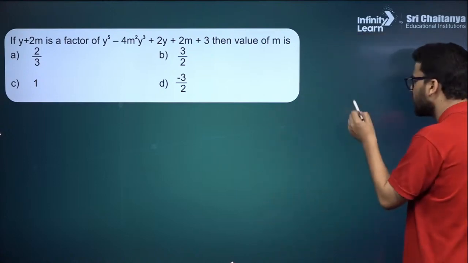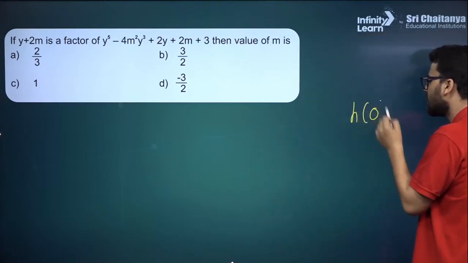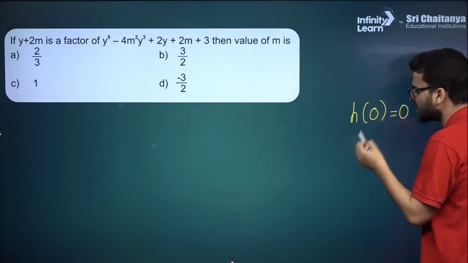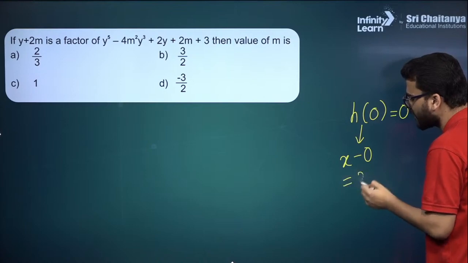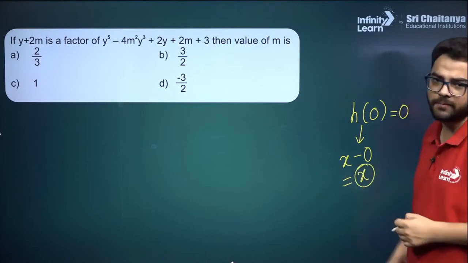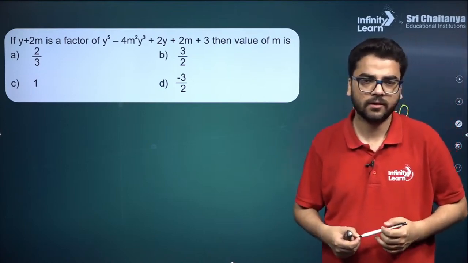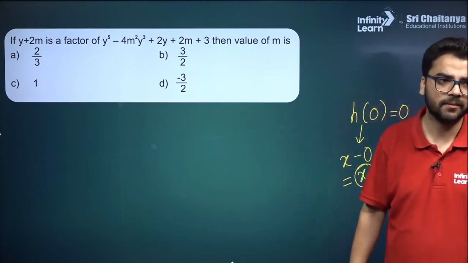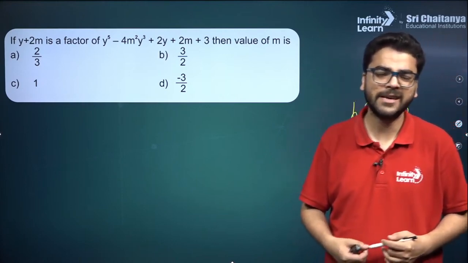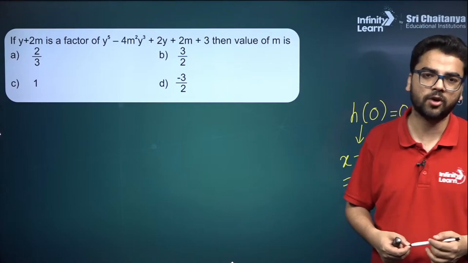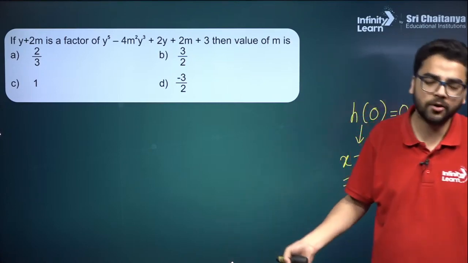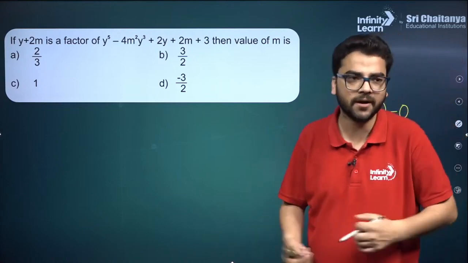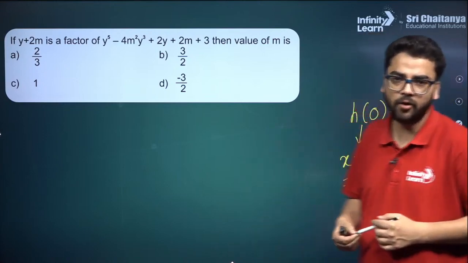See, if h of 0 is 0, it means you can understand it like this, that x minus 0 is a factor, or x is a factor. You got it, Aisha? Got it or not, Aisha? Simple. It means x is a factor of that polynomial. I mean, in whatever variable the polynomial is. Suppose the polynomial is in variable y, then y is a factor of that polynomial, right? I hope you got it, Aisha.